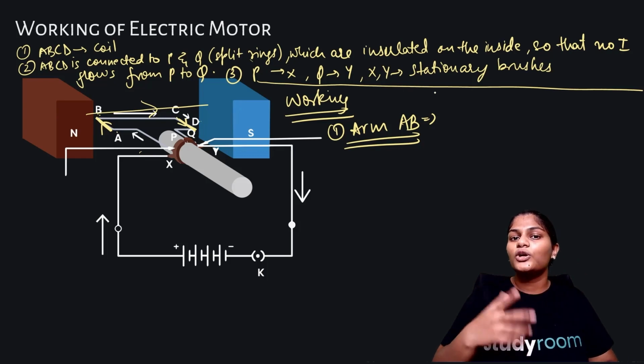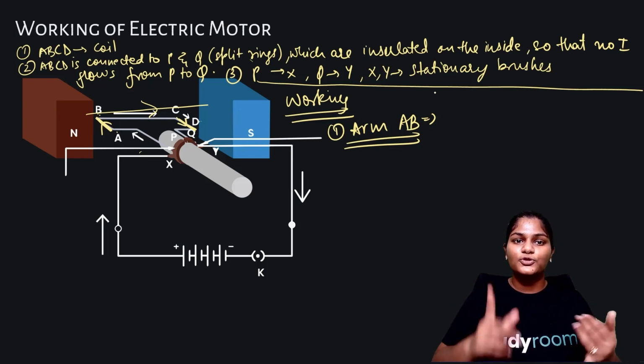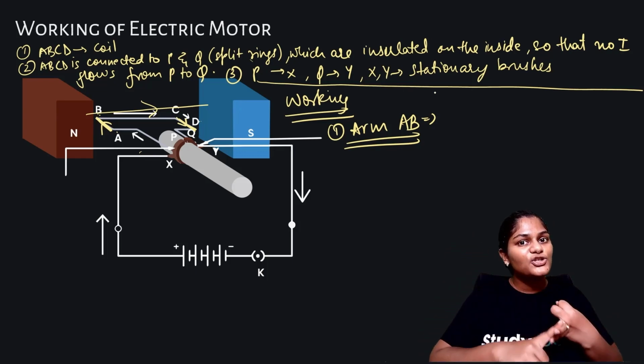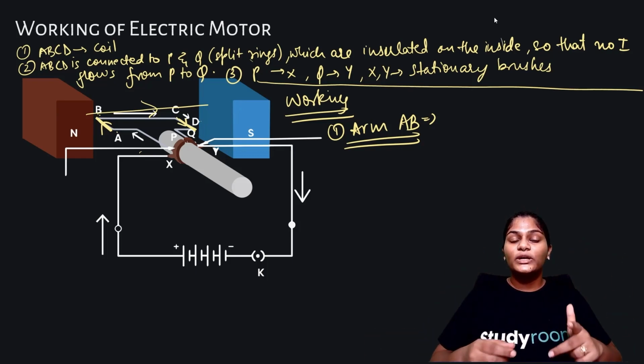So now here, what do we know? Do we know force? No, we have to find out the force. Do we know current? Yes, we know the direction of current. Do we know the direction of magnetic field lines? Yes, we know it because we know it goes from north to south.